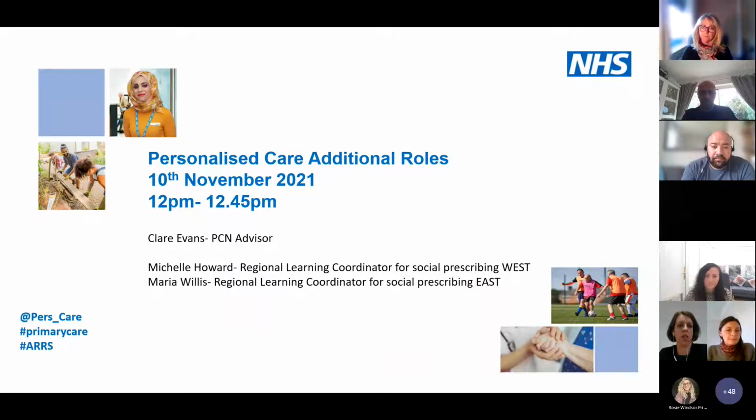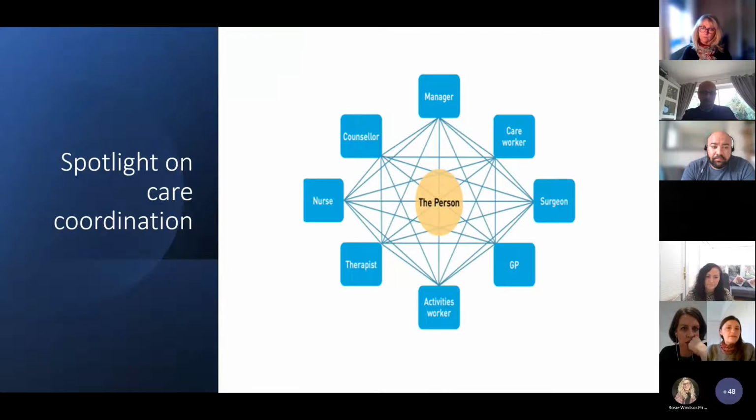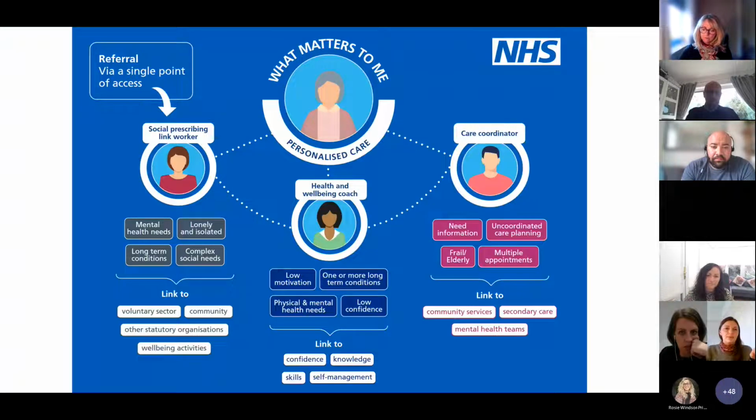I'm going to bring up my slides. So there are some slides that describe these roles as well that you'll get sent out to you, but I think this is a nice graphic just to have a look at how the three roles work together and wrap around the patient. So the similarities, again, as we said, are personalised care, taking that personalised, holistic approach to finding out what matters to a person.